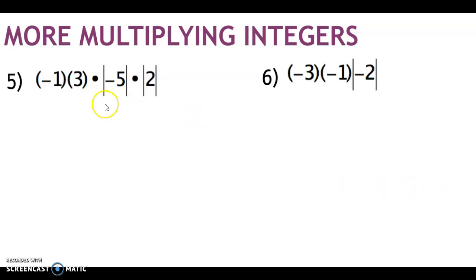On 5, it looks like we have a lot of multiplication. Right here, multiply, multiply, multiply. What do you notice here? Absolute value bars here and here. And remember, absolute value is a number's distance from 0 on the number line, and distance is always positive.